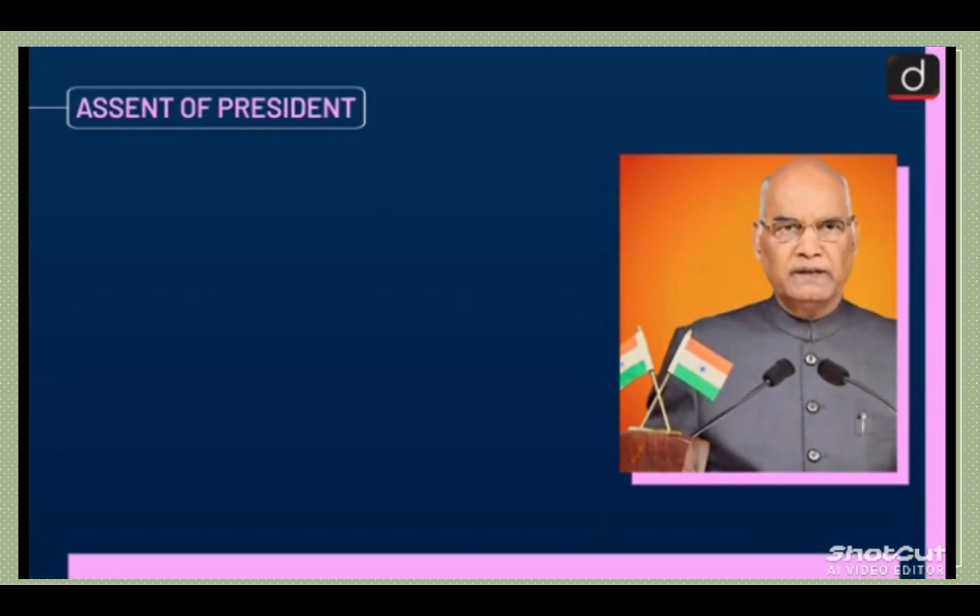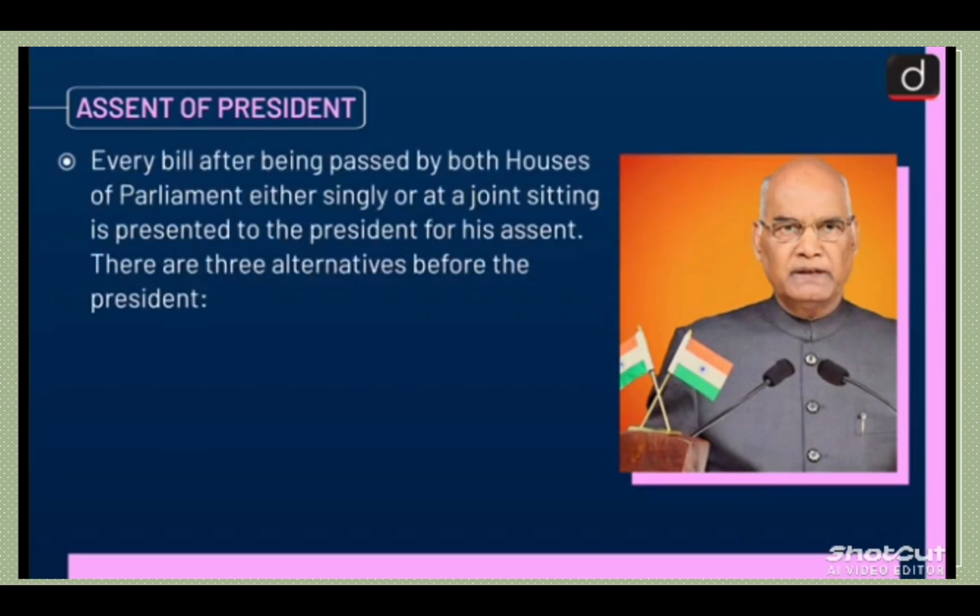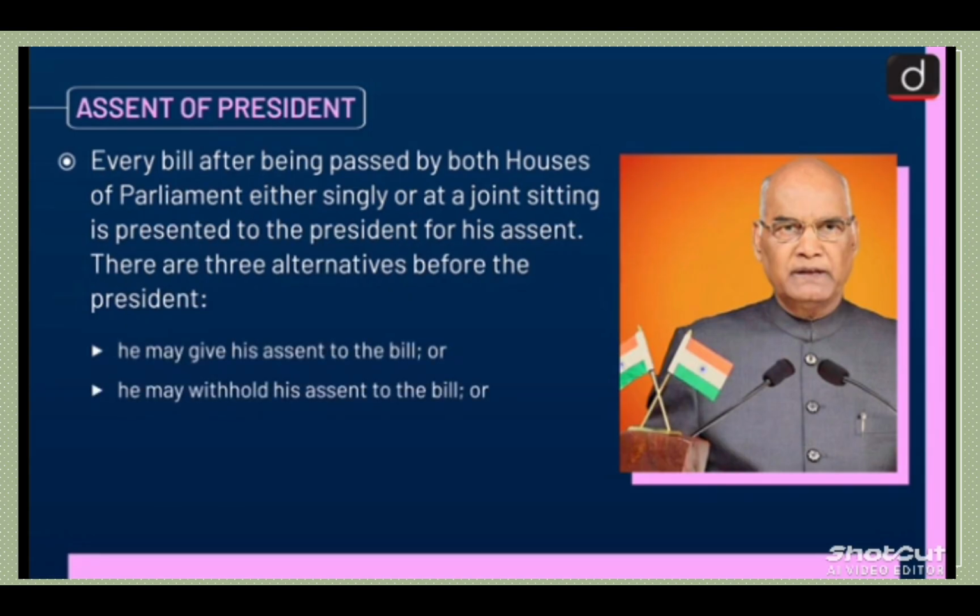Every bill after being passed by both Houses of Parliament, either singly or at a joint sitting, is presented to the President for his assent. There are three alternatives before the President. He may give his assent to the bill, or he may withhold his assent to the bill, or he may return the bill for reconsideration of the Houses.